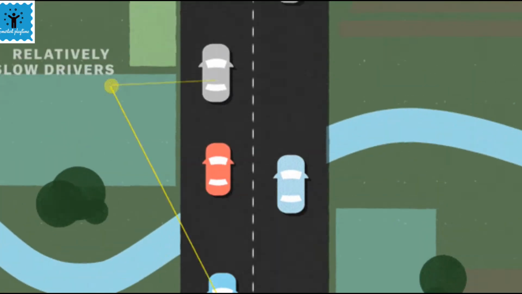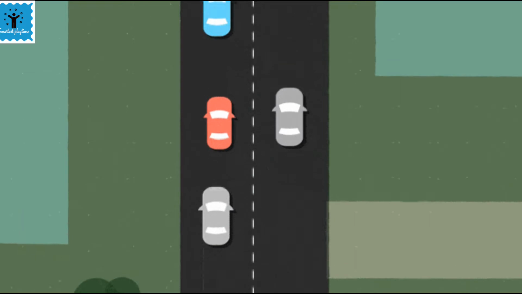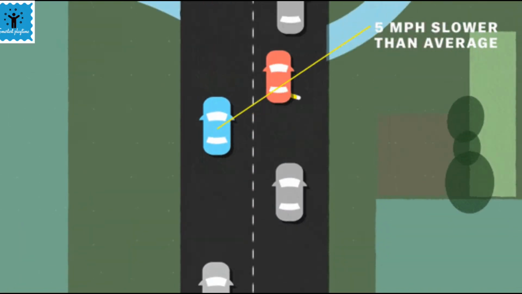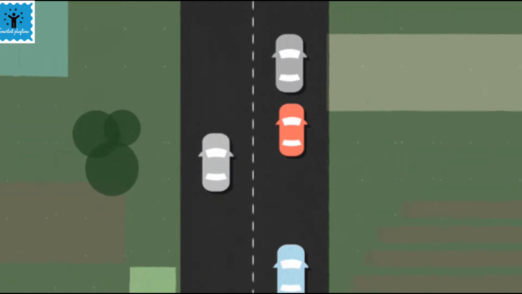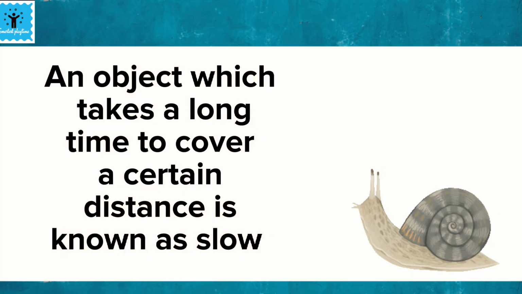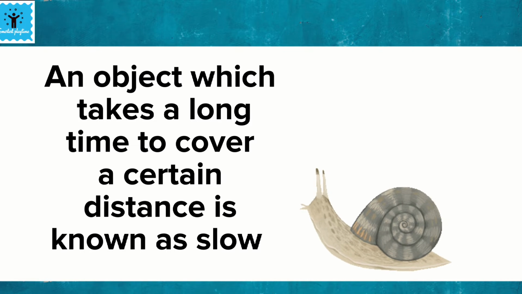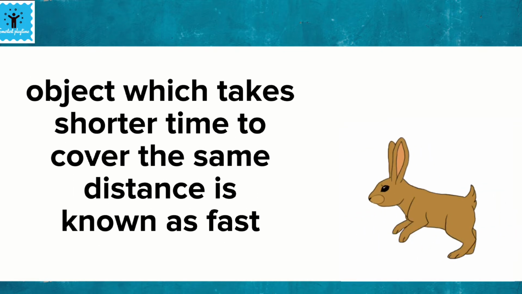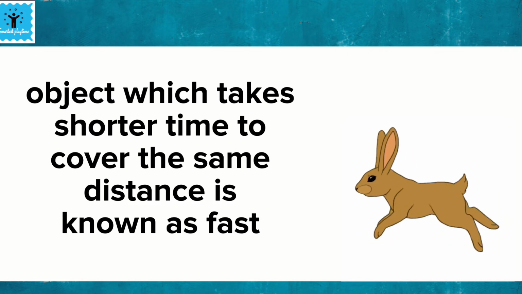Here you can see some vehicles are moving faster than the others. Even the same vehicle moves faster or slower at different times. So here we can group the motion of the objects as slow and fast. An object which takes a long time to cover a certain distance is known as slow, while the other object which takes shorter time to cover the same distance is known as fast.